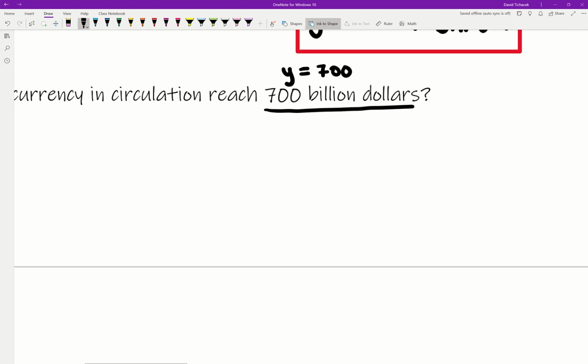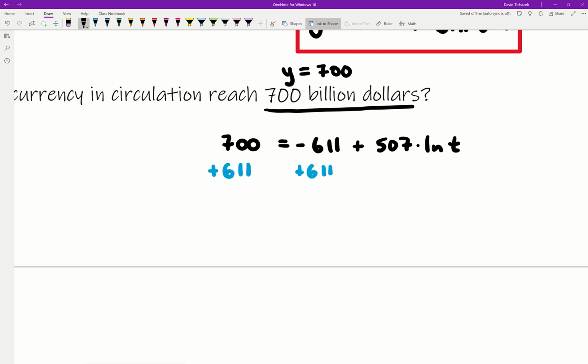So we're going to go back to that exact same equation, and instead of y, we're going to replace that with a 700. So 700 is equal to negative 611 plus 507 times the natural log of t, okay? And now your goal is to solve this equation for t. We can do that by doing some inverse operations and getting that logarithm completely isolated. So on the left-hand side, I've got 700 plus 611. It's going to give you 1,311, and that's going to equal 507 times the natural log of t, okay?